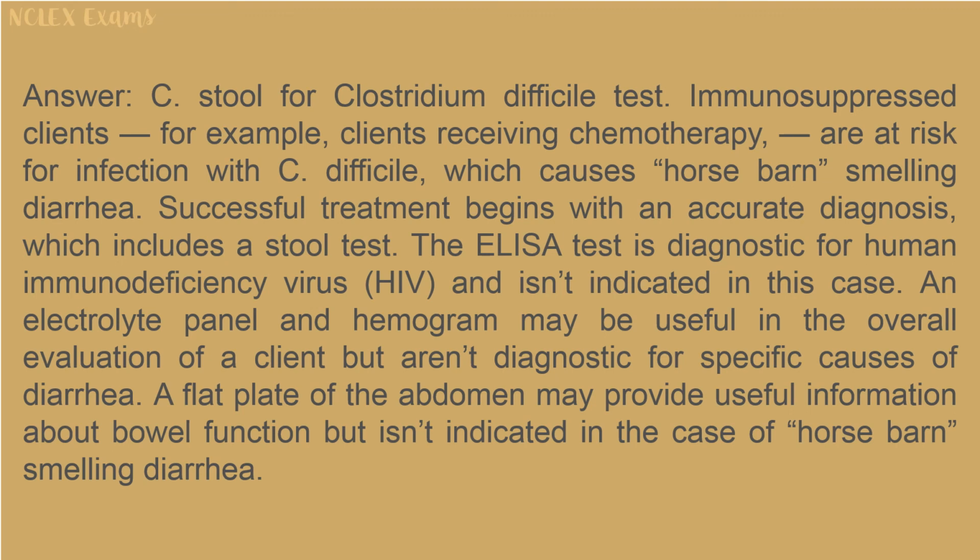Immunosuppressed clients, for example, clients receiving chemotherapy, are at risk for infection with C. difficile, which causes foul barn-smelling diarrhea. Successful treatment begins with an accurate diagnosis, which includes a stool test. The ELISA test is diagnostic for human immunodeficiency virus, HIV, and isn't indicated in this case. An electrolyte panel and hemogram may be useful in the overall evaluation of a client but aren't diagnostic for specific causes of diarrhea. A flat plate of the abdomen may provide useful information about bowel function but isn't indicated in the case of foul barn-smelling diarrhea.